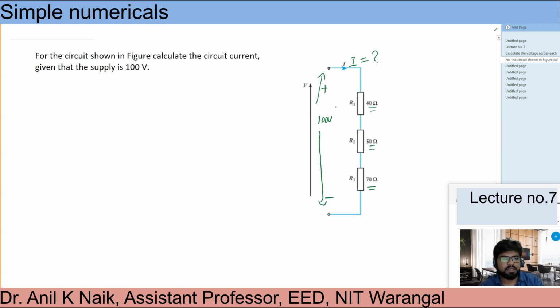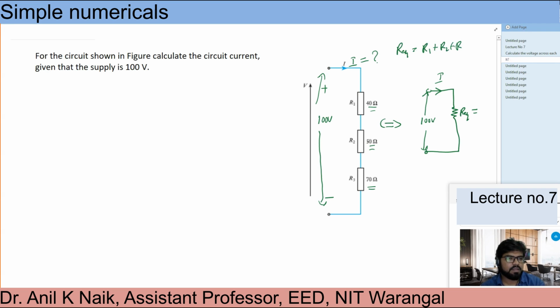So as we know, you can make this circuit into the equivalent circuit of this. Can I make it something like this? Yeah, it is 100 volts and this is my current. What is the R equivalent here? Because R1, R2, R3 are connected in series, R equivalent can be written as R1 plus R2 plus R3. So this is the expression. 40 plus 50 plus 70, what are we going to get here? So this is the 160 ohm we are going to get.